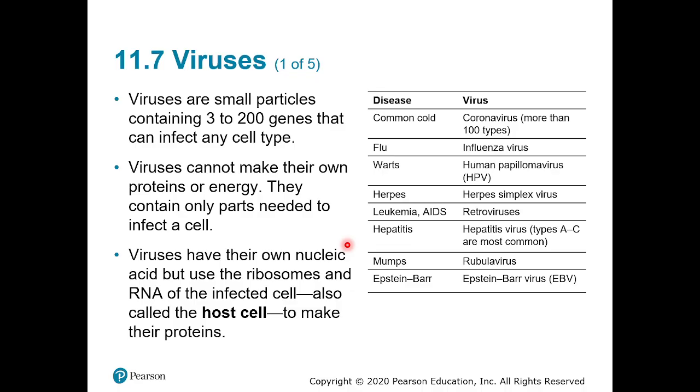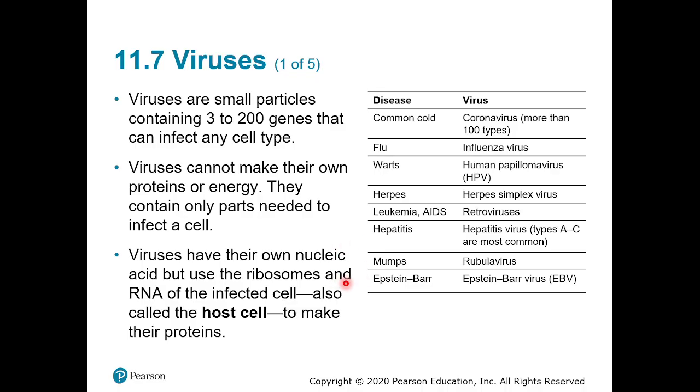So viruses cannot make their own proteins or energy. They're really more machinery than living organisms in and of themselves. They don't have all the parts that are necessary to do any of these processes we've been talking about. So what they do is they have their own nucleic acids. They're going to use your ribosomes and RNA. Not all viruses have DNA. Some actually just have RNA.